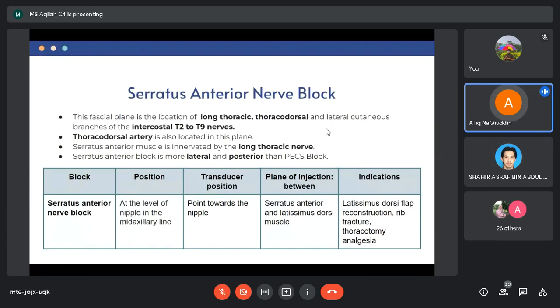I think this serratus anterior block, like the PECS block, only gives somatic analgesia. It can also be used for upper abdomen surgery such as open cholecystectomy wound. We can also consider doing a serratus anterior plane block. Even for breast surgery, depending on the incision site, serratus plane block is also feasible. So it depends on the injection site. Okay, and then next.